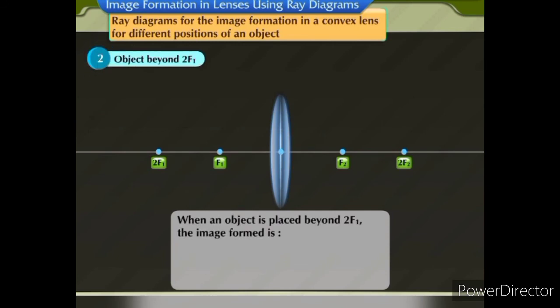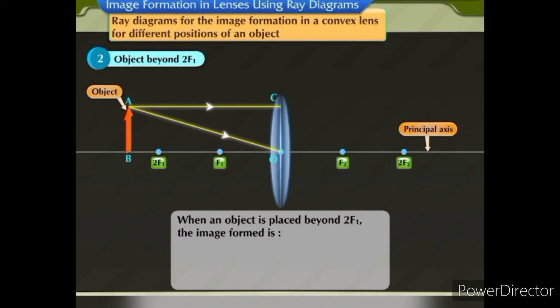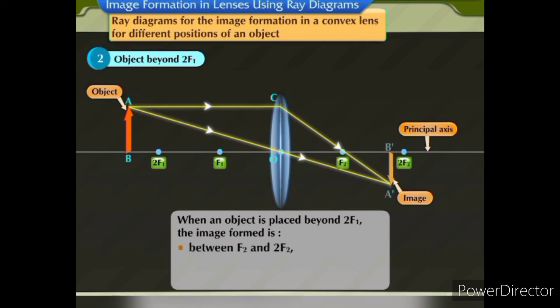Object beyond 2F1. Let the object be placed beyond 2F1. Let us consider two rays: AC parallel to the principal axis and the ray AO passing through the optical center O of the lens. The ray AC passes through focus F2 and the ray AO passes through the optical center without any deviation. Thus, the image A'B' is formed between F2 and 2F2. The image is diminished, real, and inverted.